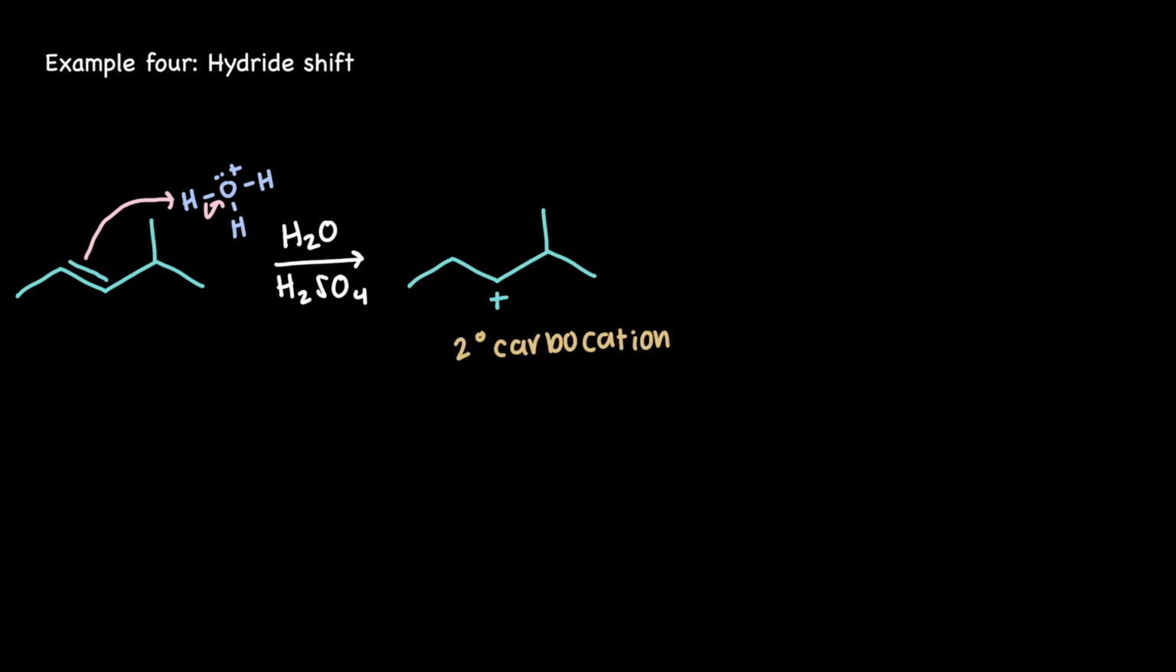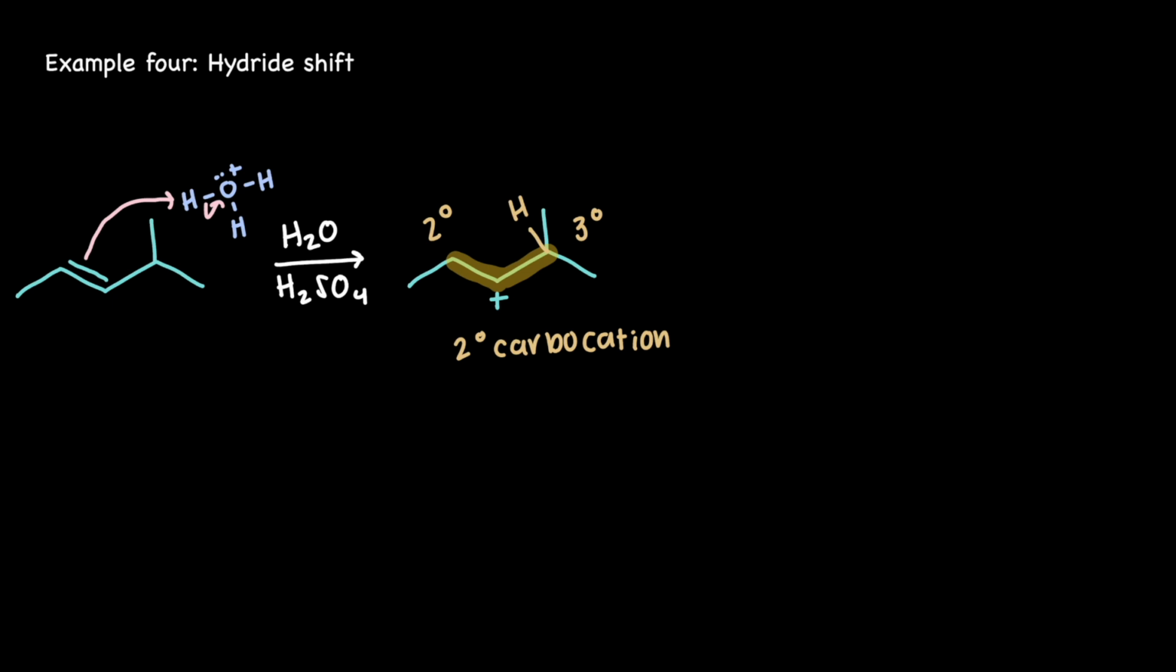Now we can look at the carbons next to our carbocation. One neighboring carbon is secondary, but the carbon on the other side is tertiary because it is attached to 3 other carbons. The carbocation we have now is secondary. We have a more substituted carbon adjacent to our carbocation. The tertiary carbon contains a hydrogen that can move.